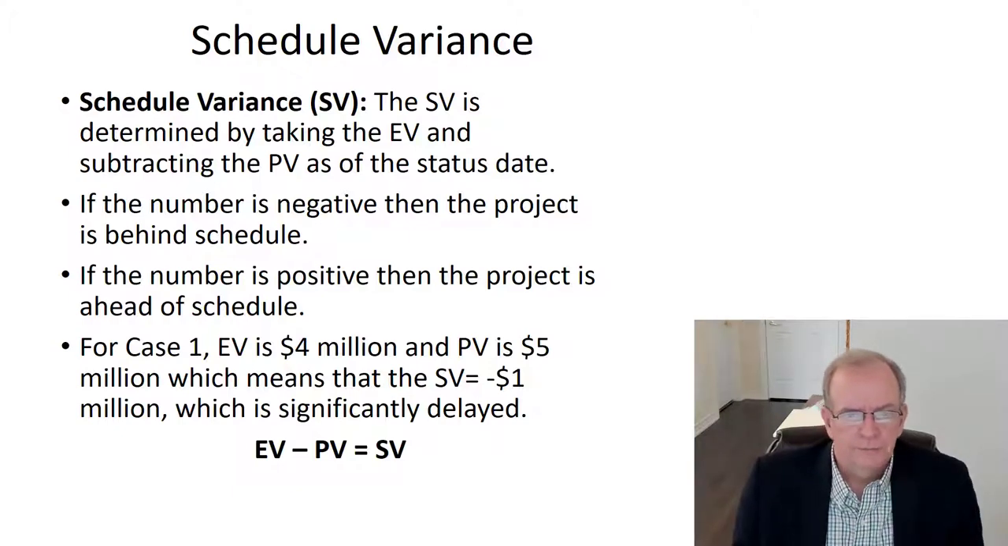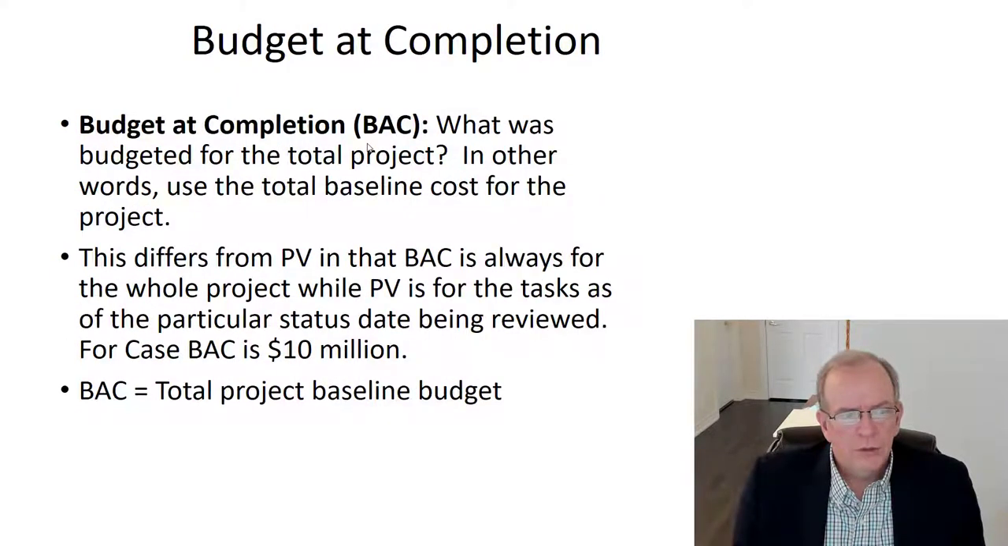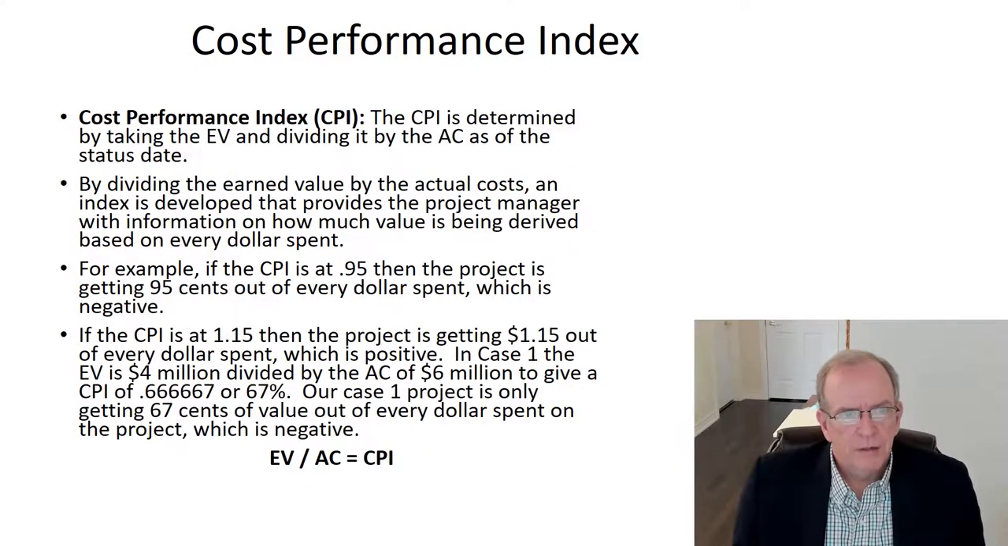This is not good. So the cost performance index is where we start looking at the cost as a percentage. So the CPI is determined by taking the earned value and dividing it by the actual cost as of the status date. So we've got the earned value divided by the actual cost as of the status date.